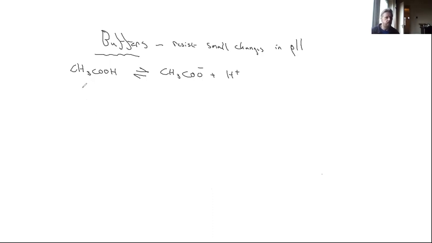Buffers are different. There's two ways of making them, but what you need is two things. You need a weak acid, which is going to be ethanoic acid. We'll base it on that, but it could be any. Two, you need the salt of the weak acid, both in solution. So what salt could we use? Salt of the weak acid.